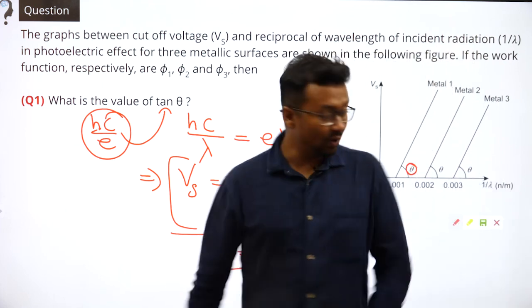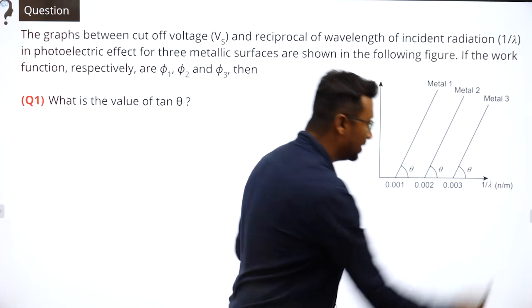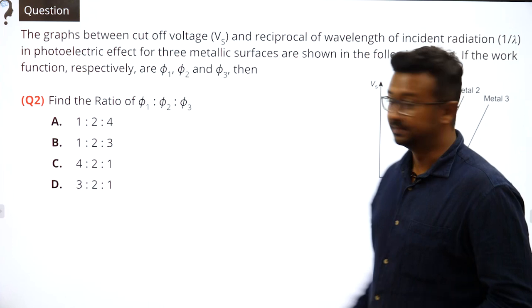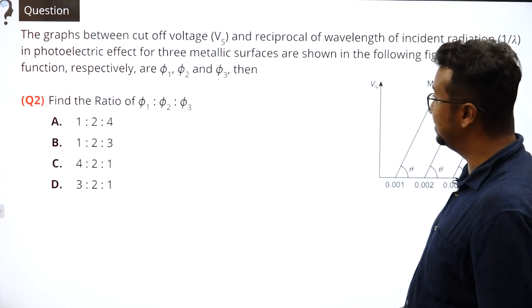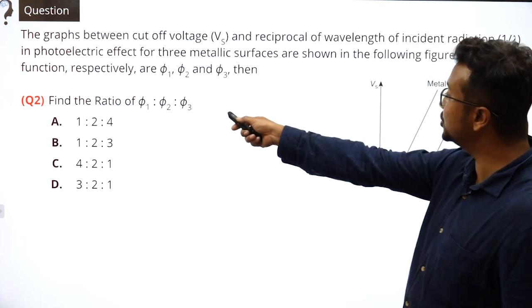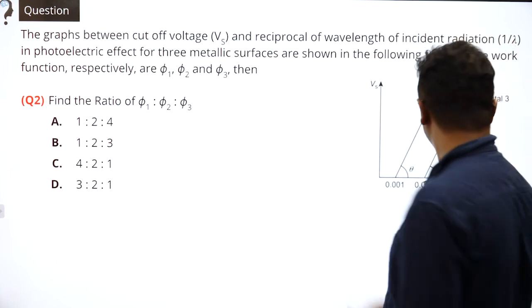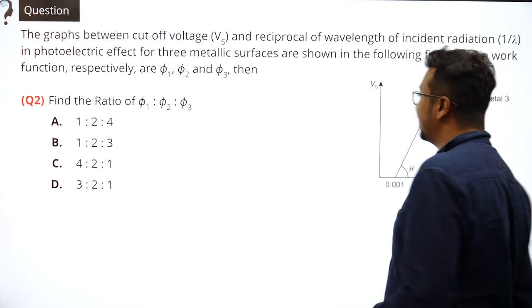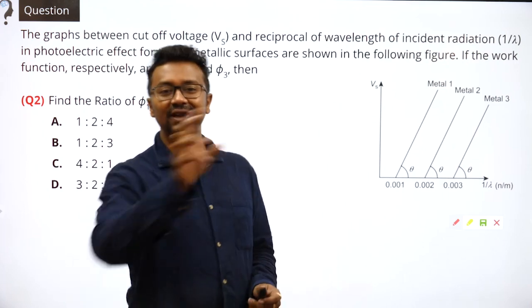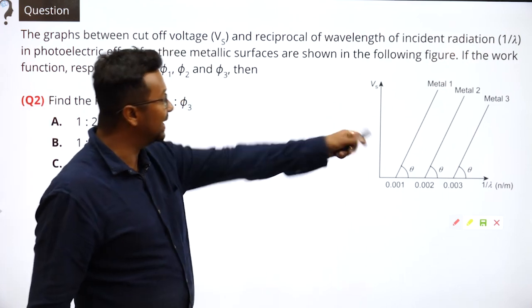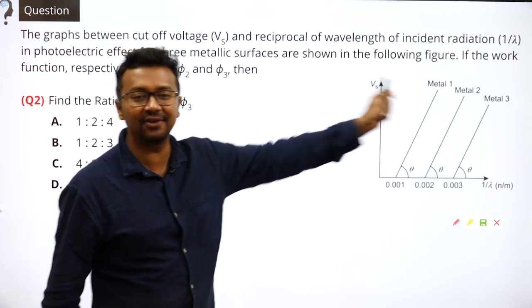Okay, let's have a look at the next one. What do we have here? They have asked us to find the ratio of phi 1 is to phi 2 is to phi 3. What is phi? Work function. So they have asked us to find the ratio of the work functions of the three metals given here. There are three different metals.